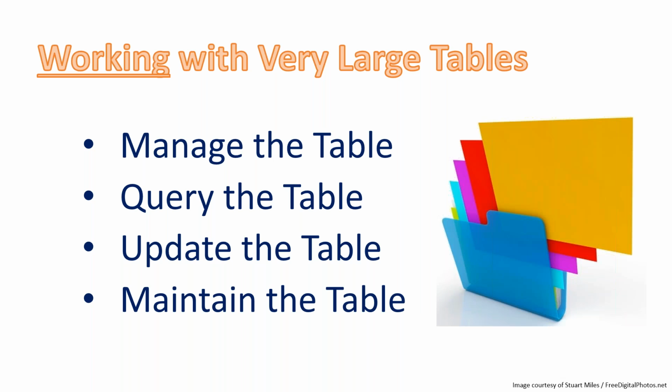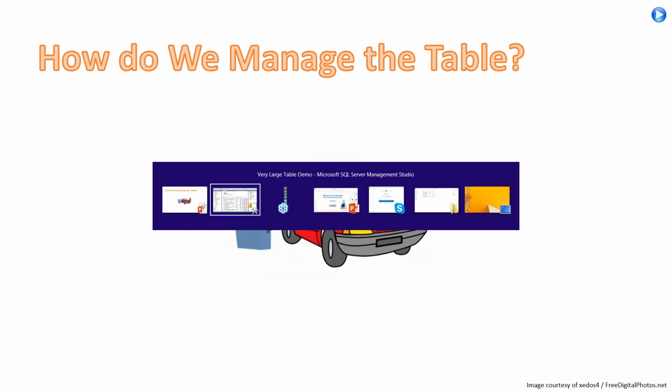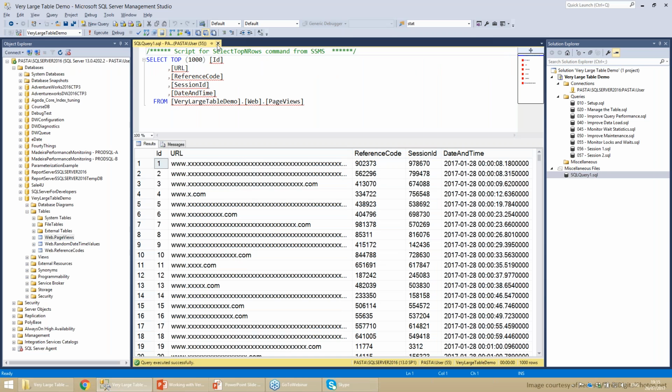And the last thing is how to maintain the table in an efficient way. When I talk about maintenance of tables, I talk about rebuilding indexes, updating statistics, backups, stuff like that. So again, when a table becomes very large, it becomes more challenging to do maintenance. So we're going to talk about some features and processes to do that. So those are the areas we're going to talk about. And let's start with managing the table. So back to the demo.